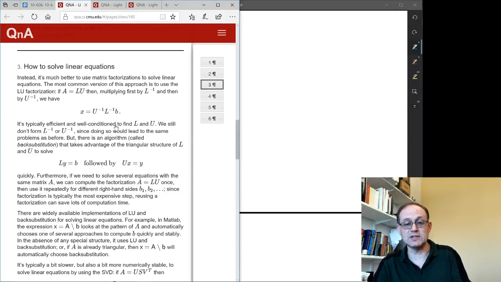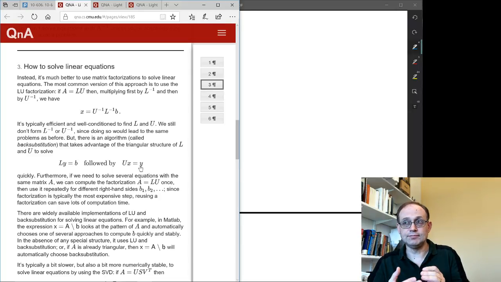It's called back substitution. So we can solve Ly equals b, right? That's equivalent to saying y equals L inverse times b, but this is going to be numerically better conditioned. And then instead of multiplying by U inverse, we solve Ux equals y, right?